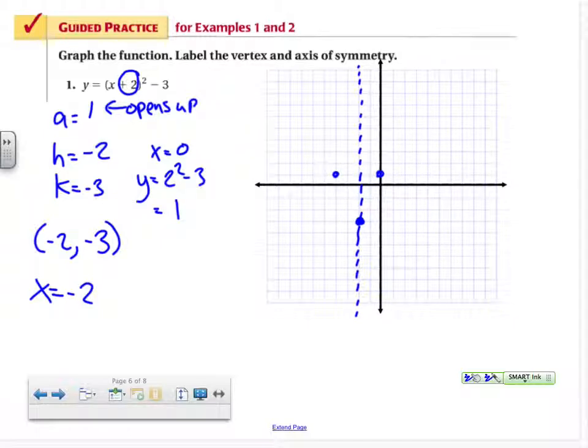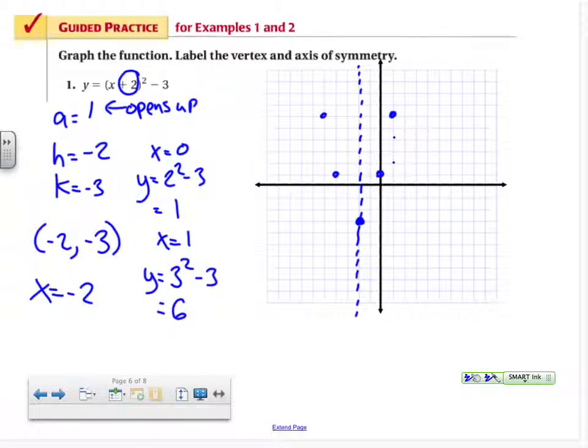Let's plug in, let's do 2. If x is 2, what do we get? Well, if x is 2, 2 plus 2 is 4. 4 squared is 16. That's not going to fit on our graph. Let's try x is 1 instead. 1 plus 2 is 3. 3 squared minus 3. 3 squared is 9. 9 minus 3 is 6. So when x is 1, y is 6. That put us right there. Reflect that.